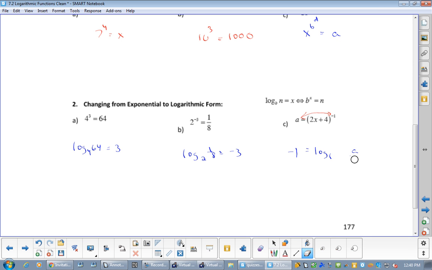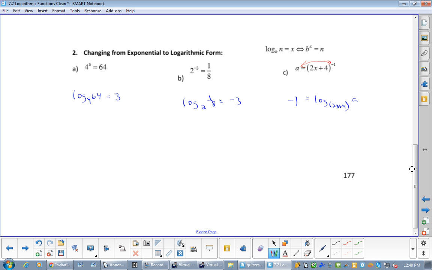So that's supposed to say 2x plus 4. I don't know if it's... So let's do one more, because I don't want people freaking out. What if I did 32 equals 2 to the 5? Now that's a true statement.